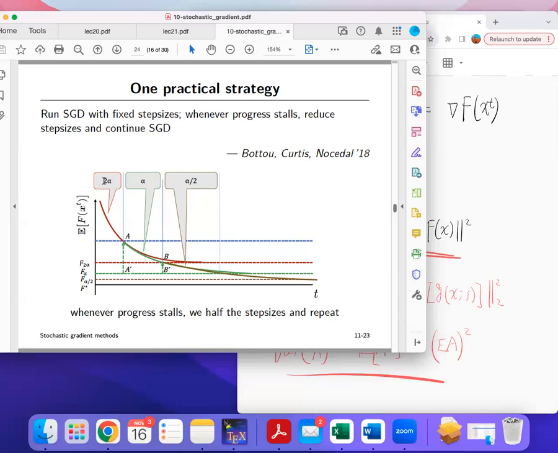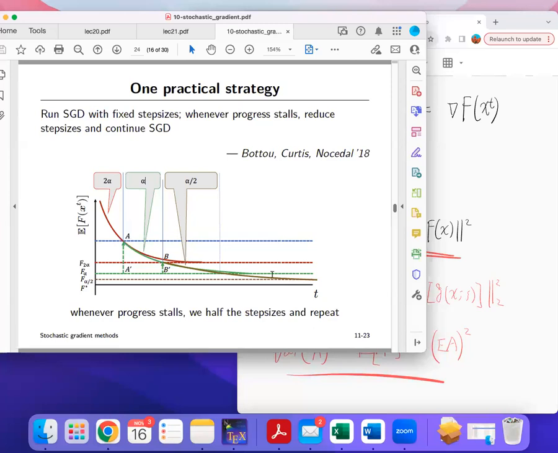You can see if we run with a large step size, eventually the algorithm will stop at a certain accuracy level. The bottom line is the minimum value, so there's a constant convergence error. But if we reduce the step size from 2 alpha to alpha, then this green curve can converge to a smaller convergence error. And if we further reduce the step size, the convergence error will be further reduced.